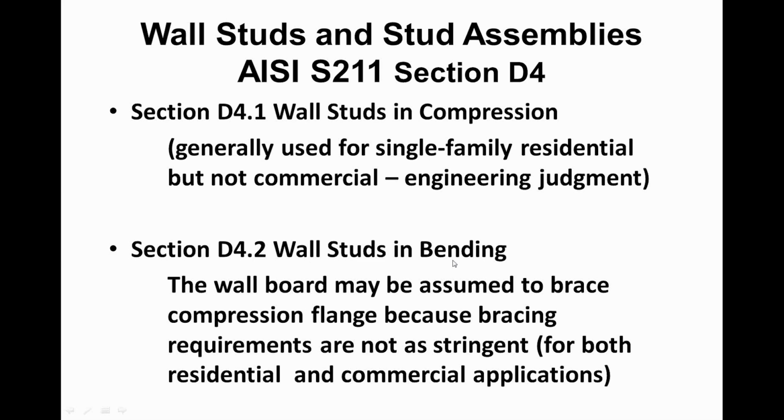As we look at bending, however, that's a different issue because my requirement for bending is not as stringent as what my requirement is for axial compression. And so what we'll find, and again, in talking with engineers and asking for their judgment, what I've seen is the wall board may be used to brace the compression flange because the bracing requirement is not as stringent. And this has been for both residential and even for commercial applications as well. So it depends upon what we ask that board to do. How strong must that board be? It has to be a stronger element for pure compression versus what we see for bending. And therefore, we find different criteria.